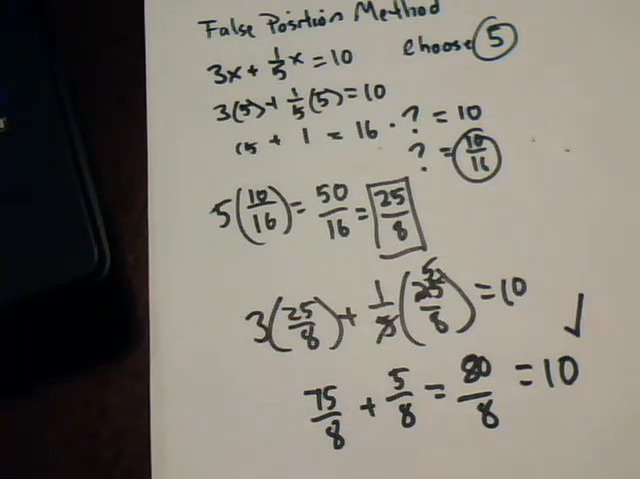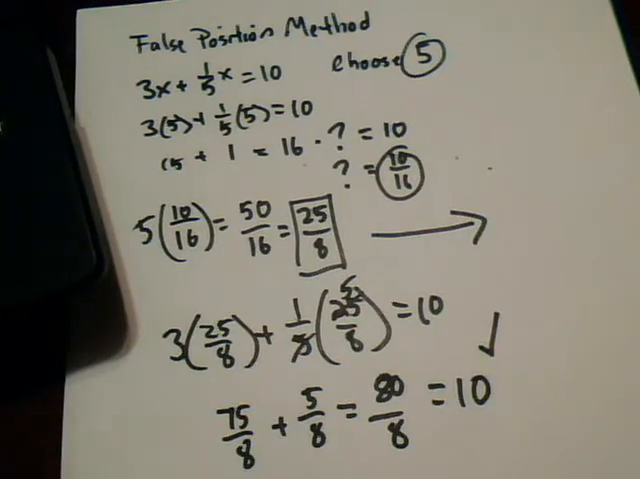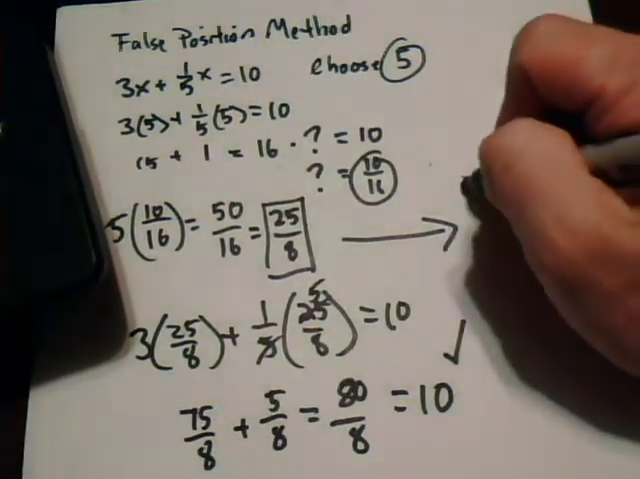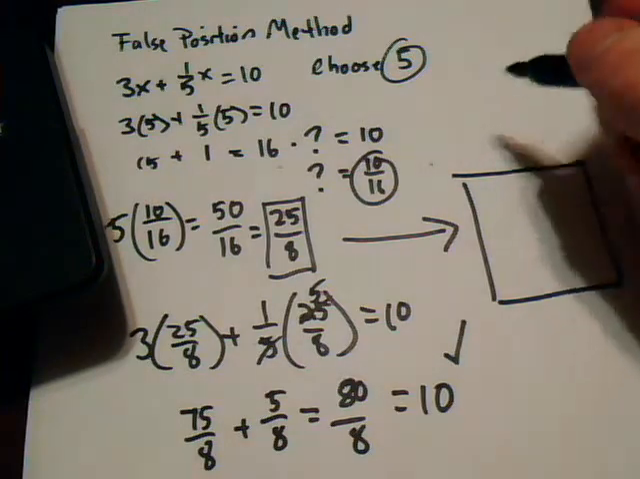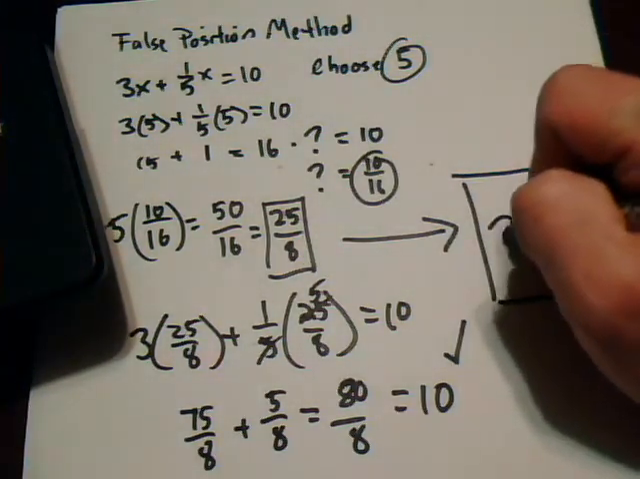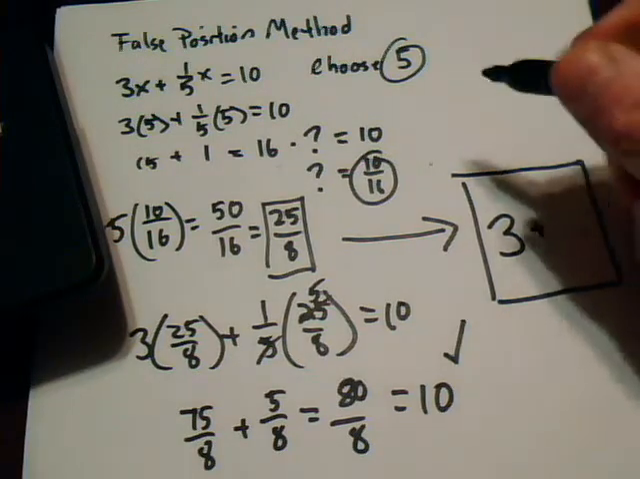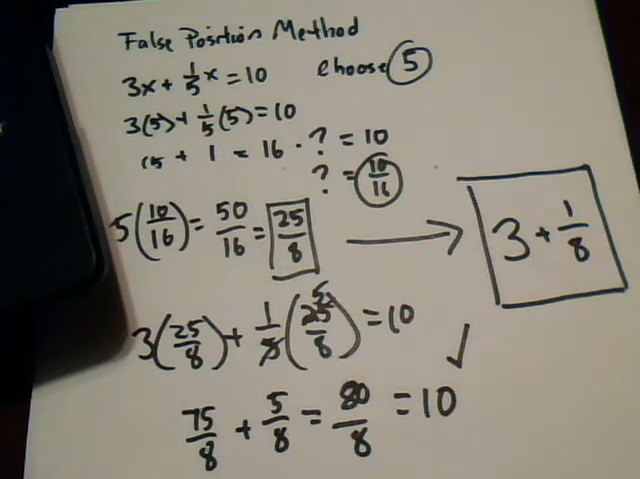Check. All right. Side note, the Egyptians were weird, and they liked to write things in unit fractions. So, how many times does 8 go into 25? 3. What's left over? An eighth. And that's our answer.